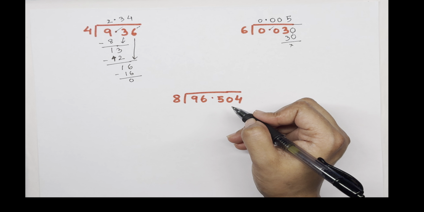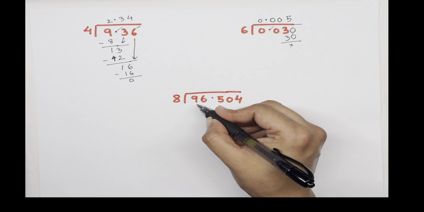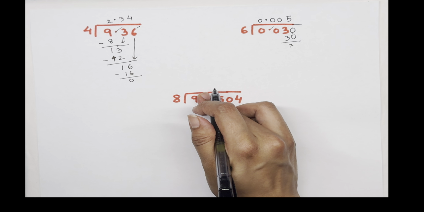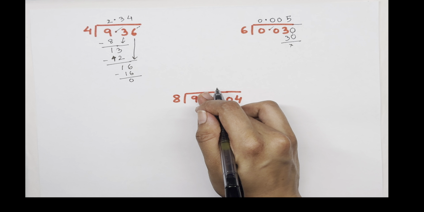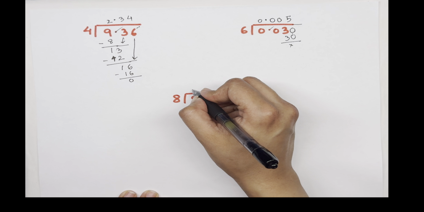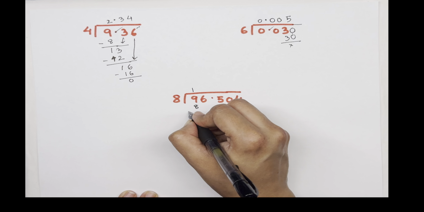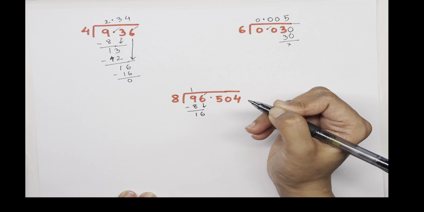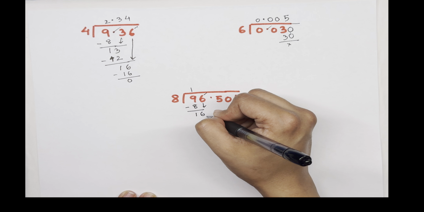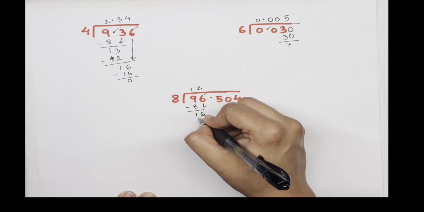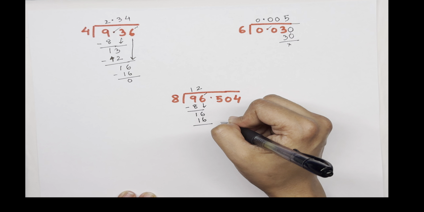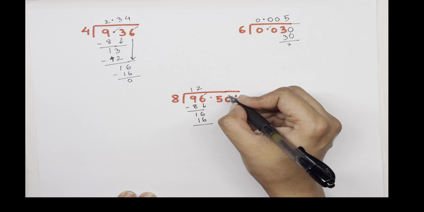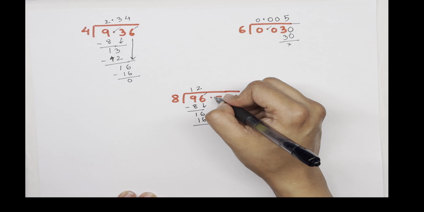96.504 divided by 8. Now let's compare. It is going. So let's put 8 times 1 equal to 8, minus. I put the 6 down. 8 times 2 is 16. I cannot put more because the decimal is blocking the way.